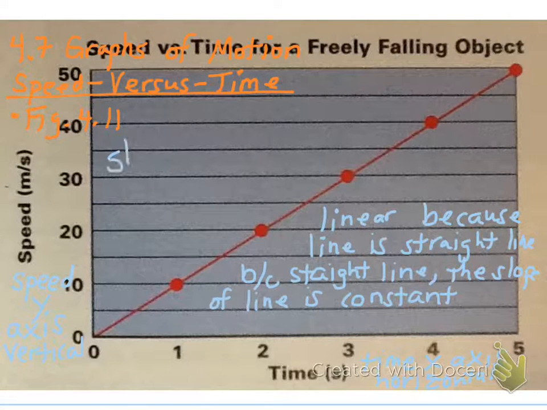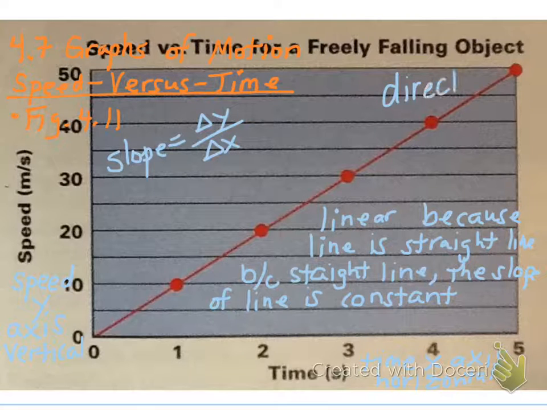Hopefully in math at some point you've learned that your slope is your change in your y over your change in your x. Okay, this is also considered a direct proportion, which just means as one goes up, the other variable goes up. Or as one goes down, the other goes down. This is an upward one because our slope is positive.